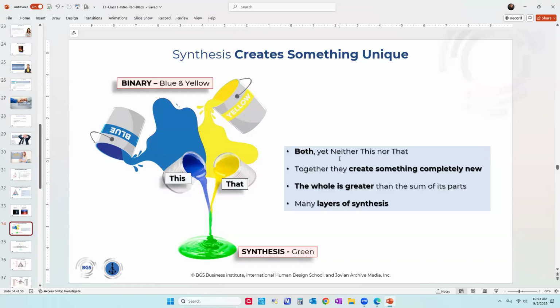So both, neither this nor that, together we can create something new. That's the synthesis, and that is the sum of the parts, the whole that is greater than the sum of the parts. It's also many layers go into synthesis.